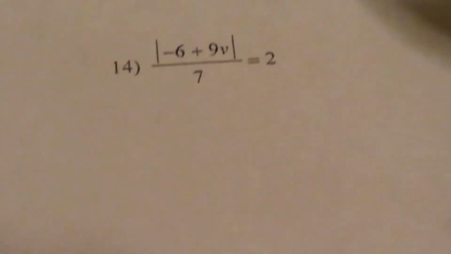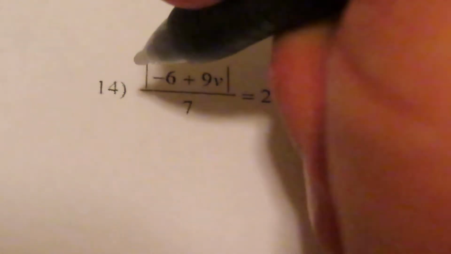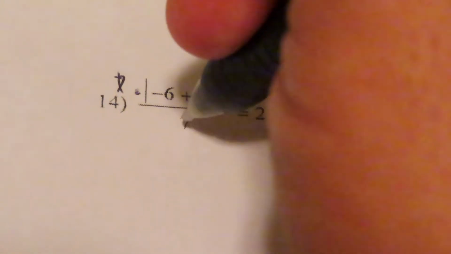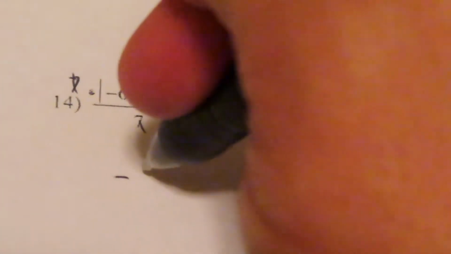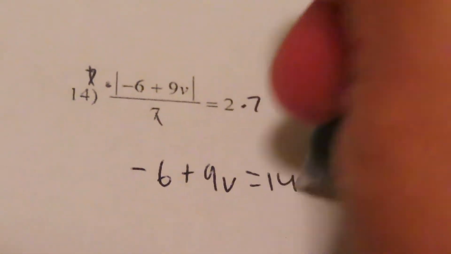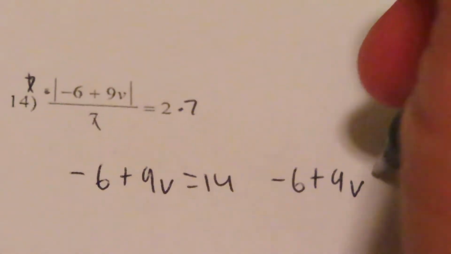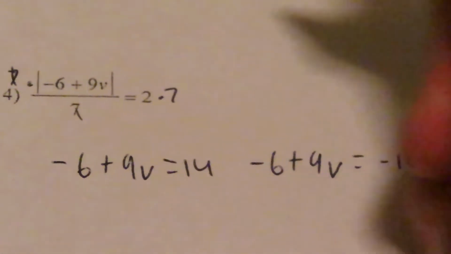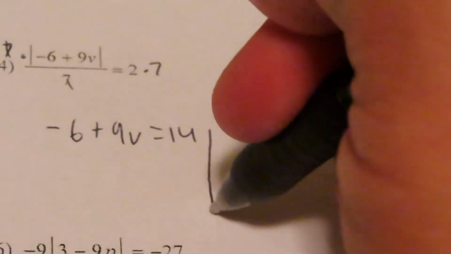Okay, so then I think before you do the absolute value, you want to get everything to the other side, I'm guessing. So we're going to times 7 first to the other side. So then we get negative 6 plus 9v is equal to 2 times 7, 14. And let's set up another equation of negative 6 plus 9v equals negative 14. So get everything on the same side first before you change the right side sign.